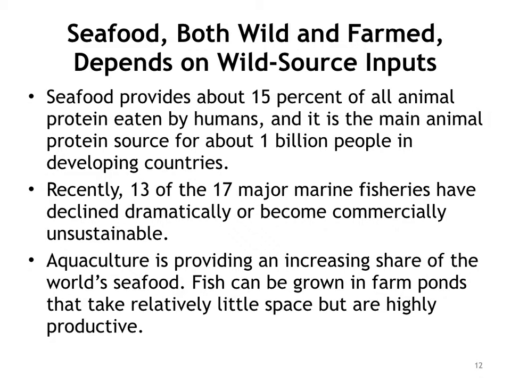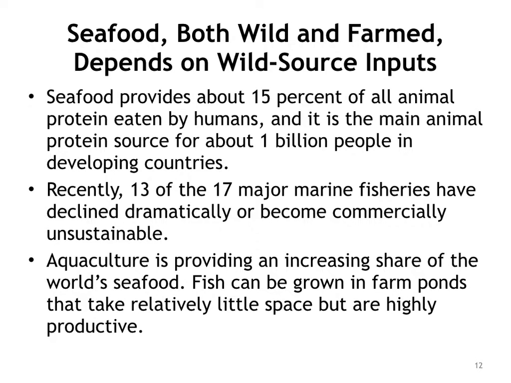The 140 million metric tons of seafood we eat every year is an important part of our diet. Seafood provides about 15% of all animal protein eaten by humans, and it is the main animal protein source for about 1 billion people in developing countries. Overharvesting and habitat destruction threaten most of the world's wild fisheries, however. Annual catches of ocean fish rose by about 4% annually between 1950 and 1988. Since 1989, 13 of 17 major marine fisheries have declined dramatically or become commercially unsustainable.